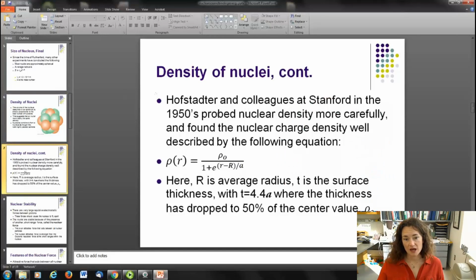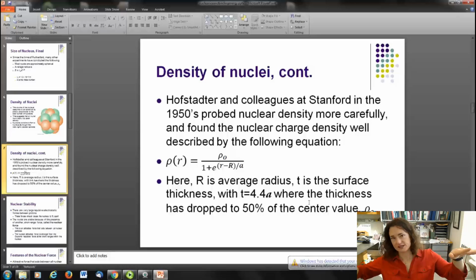If you do a further study of this to figure out what the density description is, Hofstadter and colleagues at Stanford in the 1950s probed nuclear density very carefully, and they found that the nuclear charge density was described by this equation, rho, which is the density, is equal to some average density rho naught divided by 1 plus e to the little r minus big R divided by a, where big R is that average radius we saw in the earlier equation. T is the thickness, about 4.4 a, where the density drops to 50% of the center value. So what this looks like is kind of a rounded off step function.